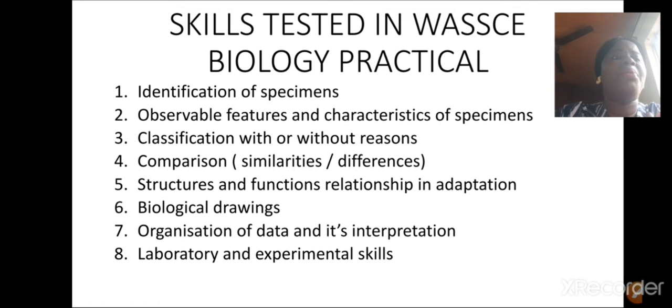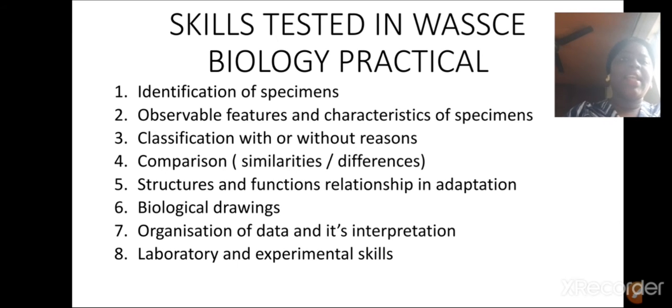When you hear observable features, it simply means the features that such specimen possesses. And when we say characteristics of specimen, it simply means the features that the organism you are provided with has. For example, if we were given a cockroach, what is the observable feature of a cockroach? You simply state what you can see, not what is in the textbook.